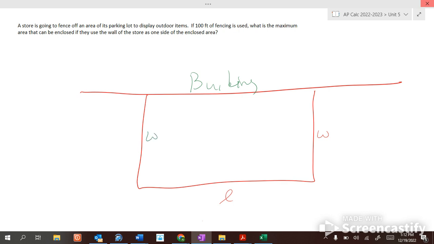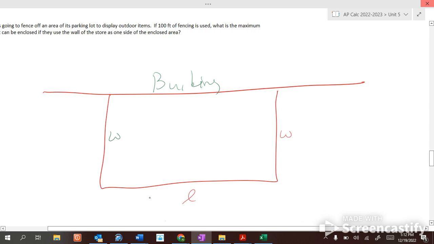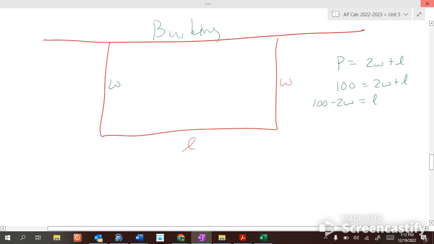So you have a width and a length, okay? They have 100 feet of fencing. So your perimeter equals 2 widths plus a length. So 100 equals 2 widths plus a length. So your length would equal 100 minus 2 width, right? The area, you want a maximum area, so the area is the length times the width.